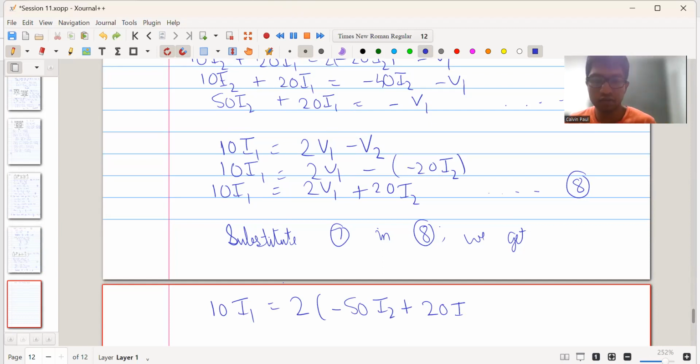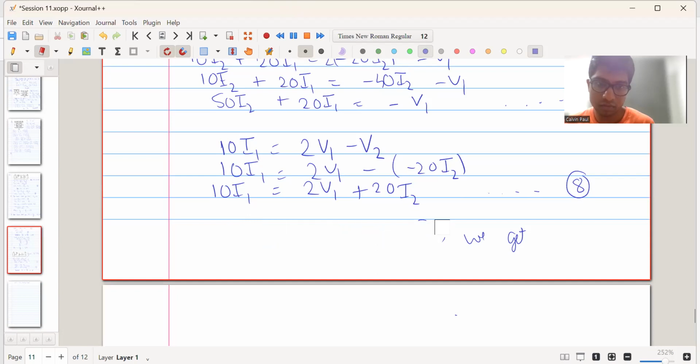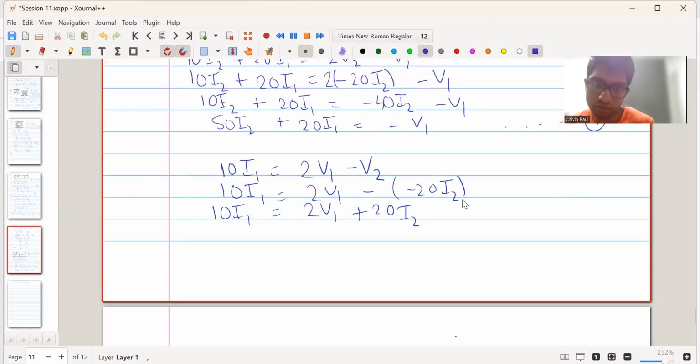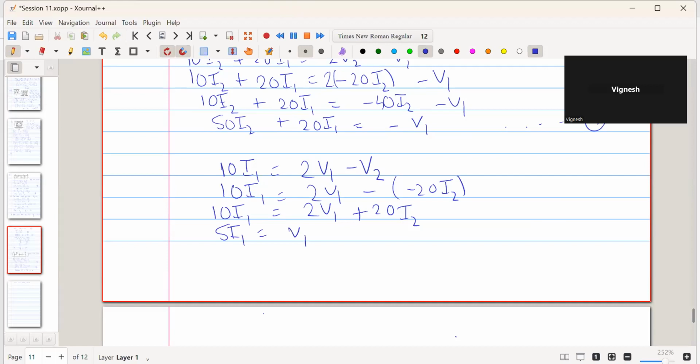Okay, instead of substituting 7 in 8, what we will do is, we will write I2 in terms of I1 and V1. So first it becomes 5 into I1 is equal to V1 plus 10 into I2. So I2 is equal to 5 into I1 minus V1 upon 10. So this is equation 8.